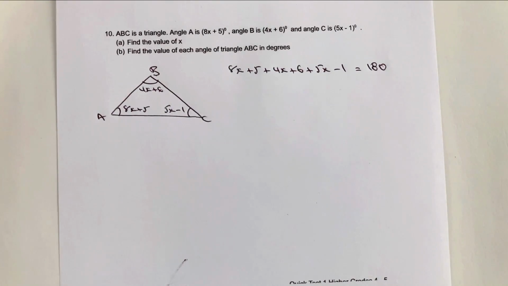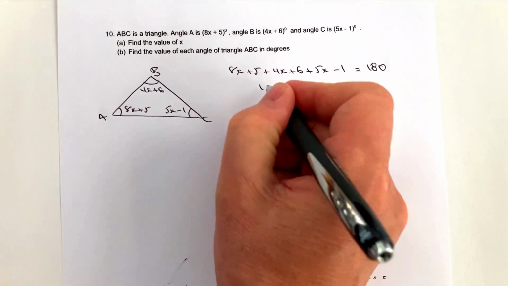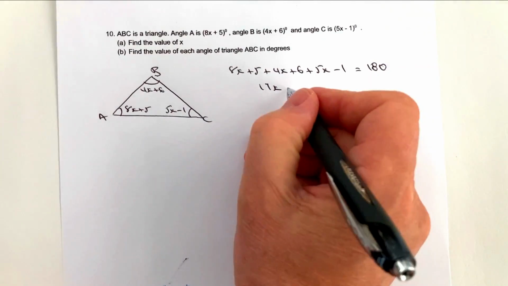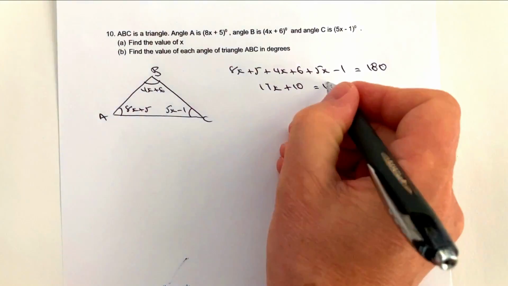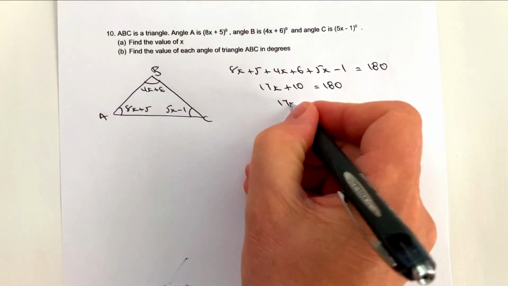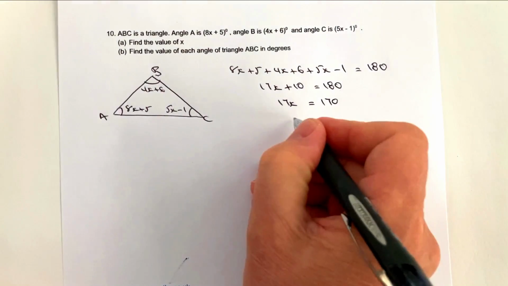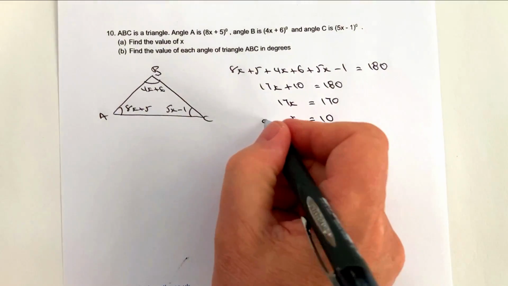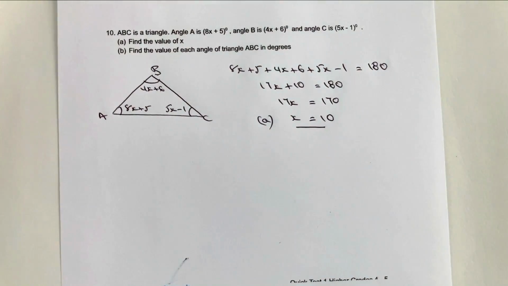So let's look at gathering the like terms together. I've got 8x plus 4x plus 5x, which is going to give me 17x. I've got 5 plus 6 is 11, minus 1 is plus 10, and that equals 180. Minus 10 from both sides, I get 17x equals 170. Divide by 17, x equals 10. So that is the answer to the first question.